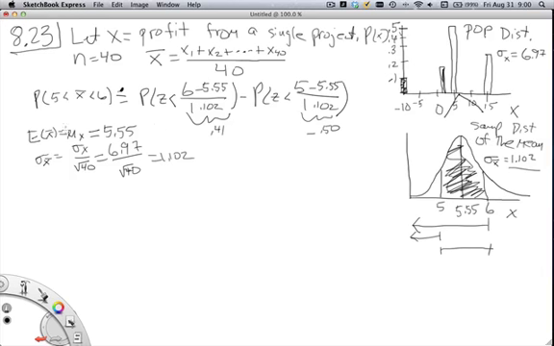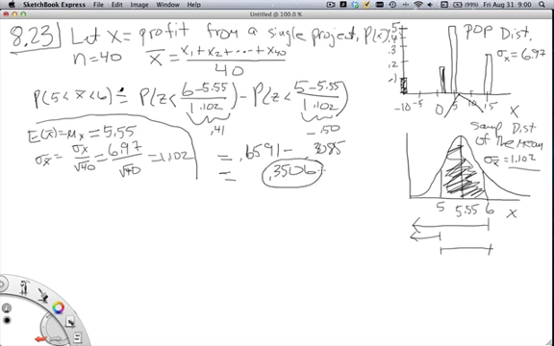So go look those two numbers up. And you'll get 0.6591 minus 0.3085. And that is equal to 0.3506. And that is the area in that tail. So that solves the problem.